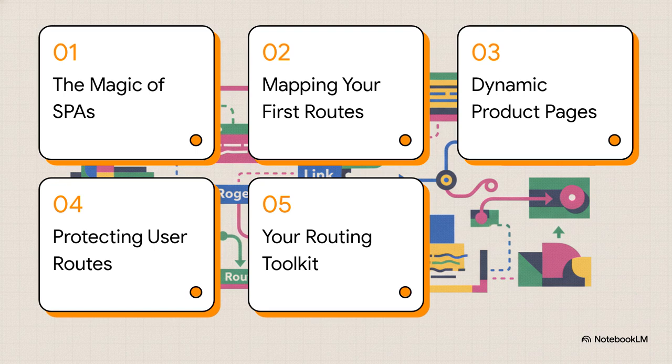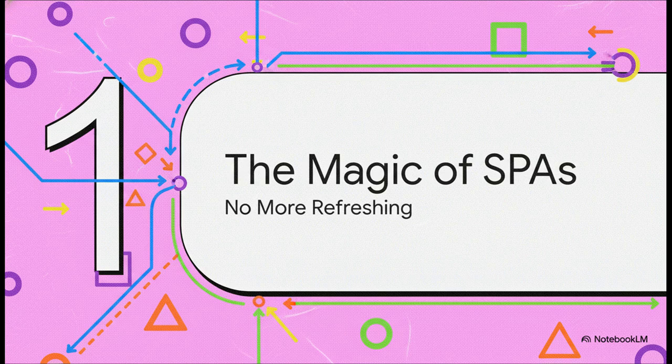So here's the game plan. We're going to start with the why. Why modern web nav works the way it does. And then we'll jump right into the code, building out the routing for a simple e-commerce store and covering all the essential concepts you're going to need. Okay, let's dive right in.